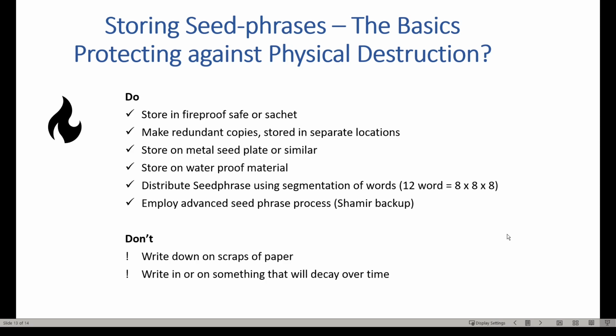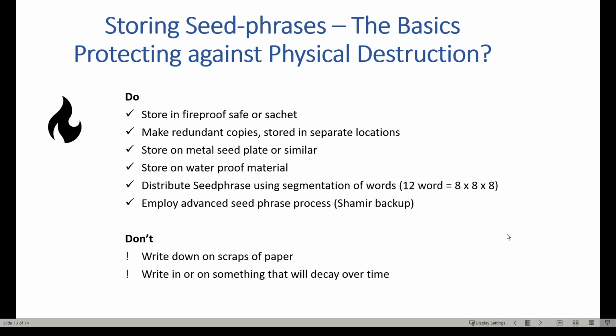Most importantly, make redundant copies and store them in separate locations. We've already said this as the 101. Write it down more than once. Put it in safe locations in separate, geographically different areas. That way, if there is a fire, flood, whatever, you've got something sitting somewhere else that's safe and sound, and you know you can sleep at night if one of those copies got destroyed.